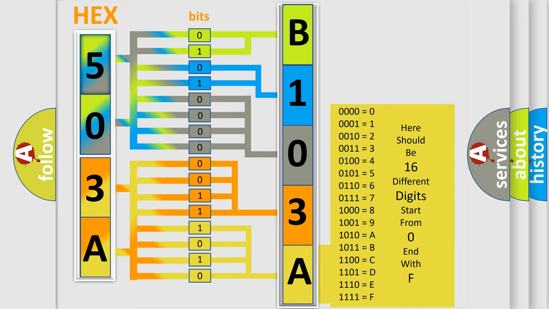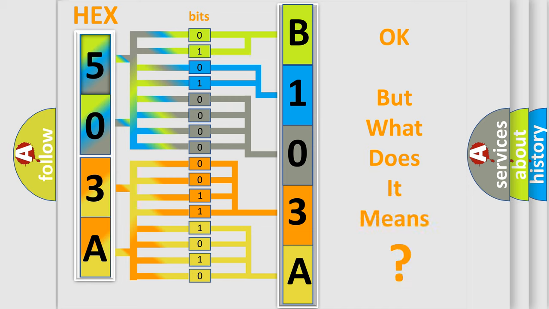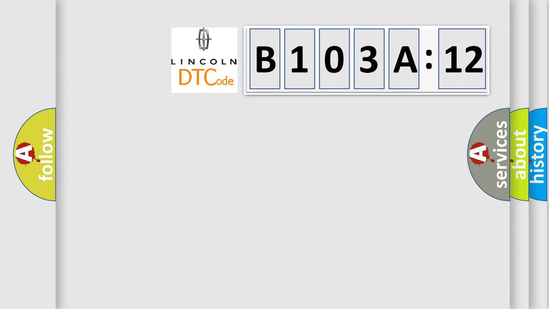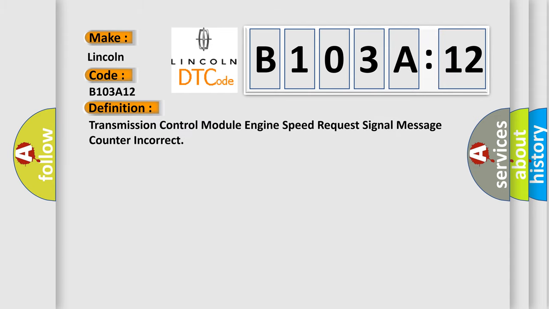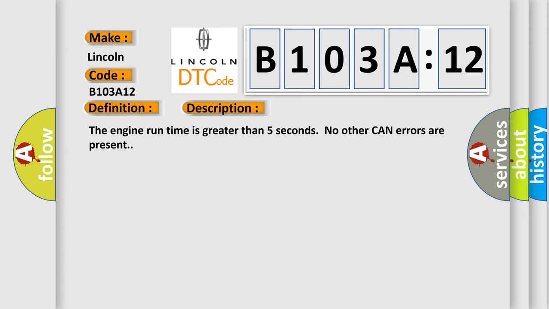We now know in what way the diagnostic tool translates the received information into a more comprehensible format. The number itself does not make sense to us if we cannot assign information to what it actually expresses. So, what does the Diagnostic Trouble Code B103A-12 interpret specifically for Lincoln car manufacturers? The basic definition is: transmission control module engine speed request signal message counter incorrect. And now this is a short description of this DTC code. The engine runtime is greater than 5 seconds, no other CAN errors are present.